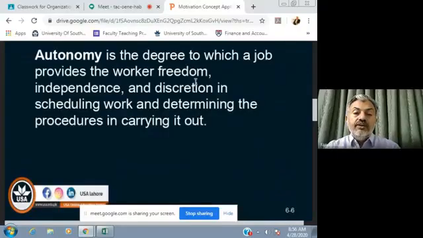So first you give the worker freedom, then independence, they can work on their own, they don't need to be supervised. Then discretion in scheduling their work. You can do this work now and the other piece of work after the lunch break. And then you can also adapt the procedure of your choice, since you are very skilled in doing this job. Only then you give such type of autonomy to workers.